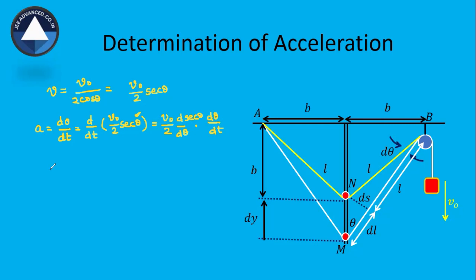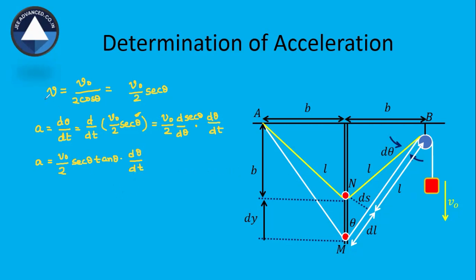And now this acceleration will be given as v naught upon 2 and the differentiation of sec theta is equal to sec theta into tan theta. Okay. And the next term in our expression is d theta upon dt. Yes. Now we are very near to the solution. D theta upon dt is the only constraint. So we are going to find d theta upon dt.